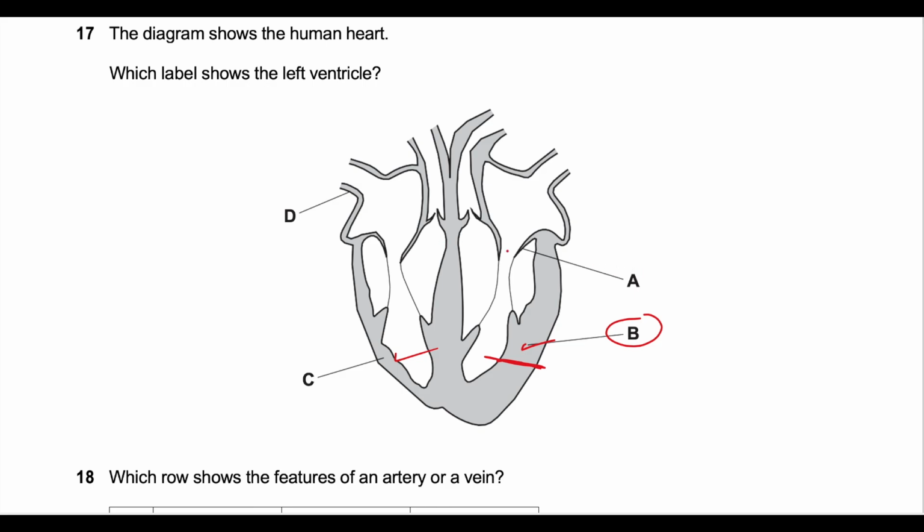A, it's representing the mitral valve. D is the superior vena cava. Okay, so the right answer is B.